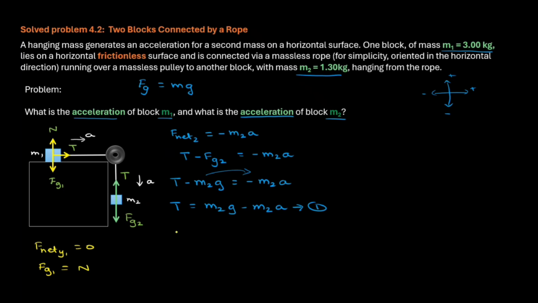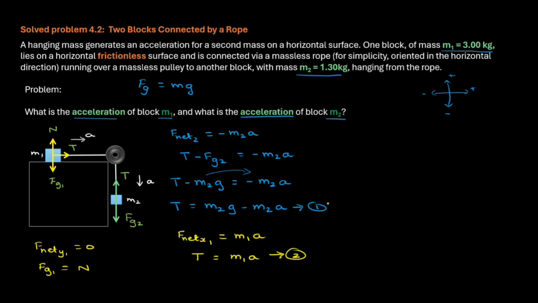So let us write the net force along the x-axis. F net x for mass 1 will be equal to m1 into a. Here acceleration is to the right, so we keep it positive. There is only one force acting along the x-axis for mass m1, which is the tension in the string. So we write T equals m1a, and we call this equation 2.